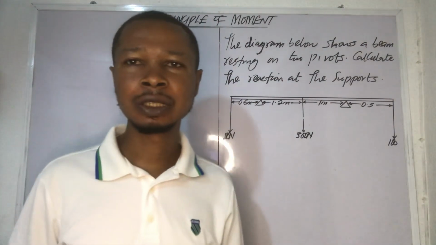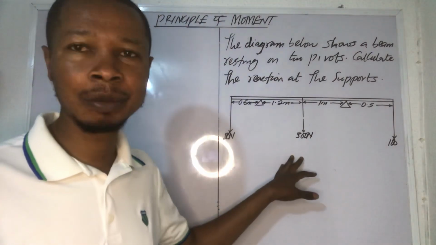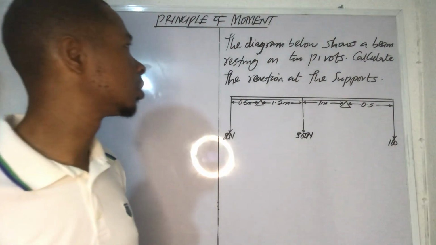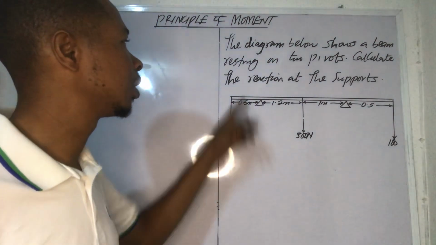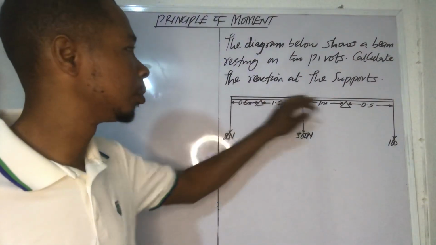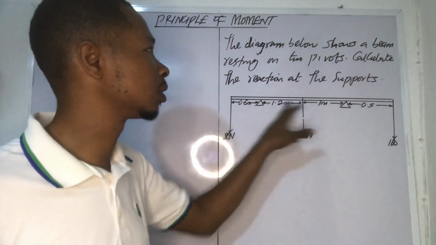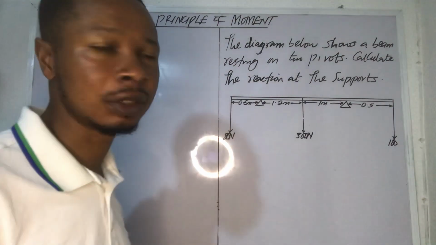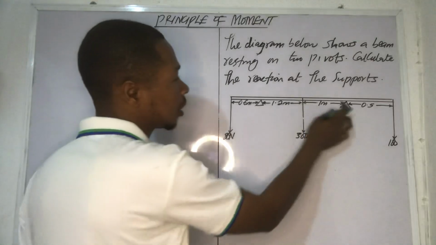So we want to look at this example now, a real-time example on the principle of moment. The diagram below shows a beam resting on two pivots. Calculate the reaction at the supports. This is a beam resting on two supports. These are what we call support or pivot or fulcrum or axis. Now I want to calculate the reaction at these two supports.